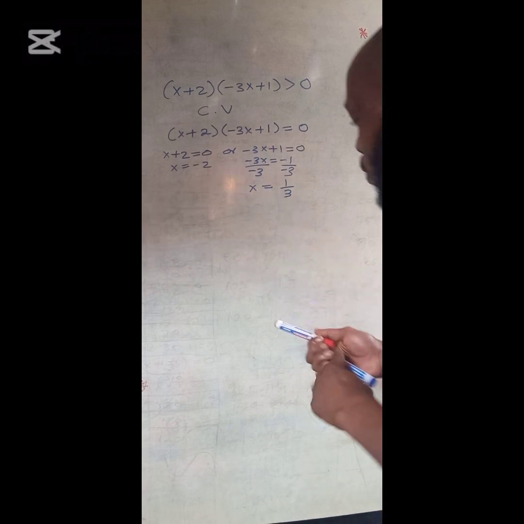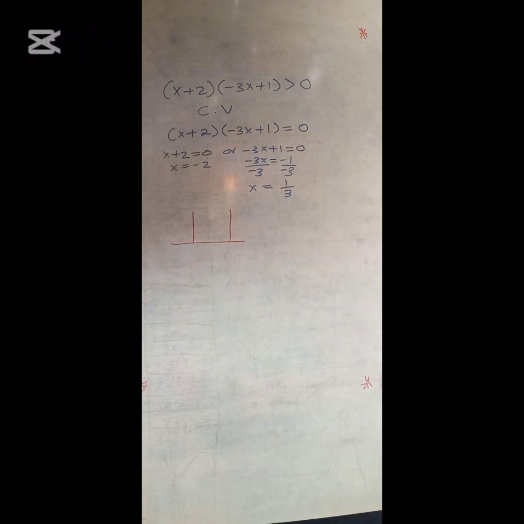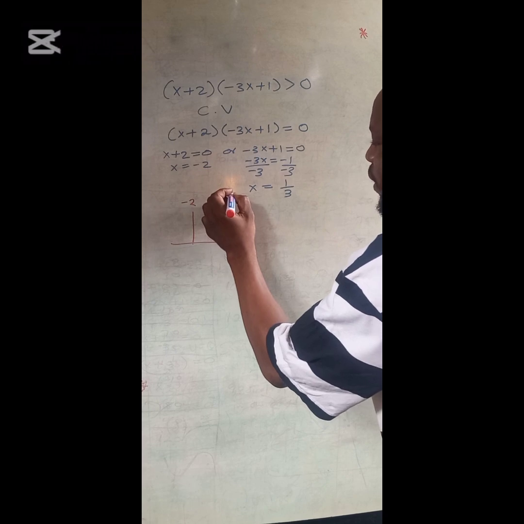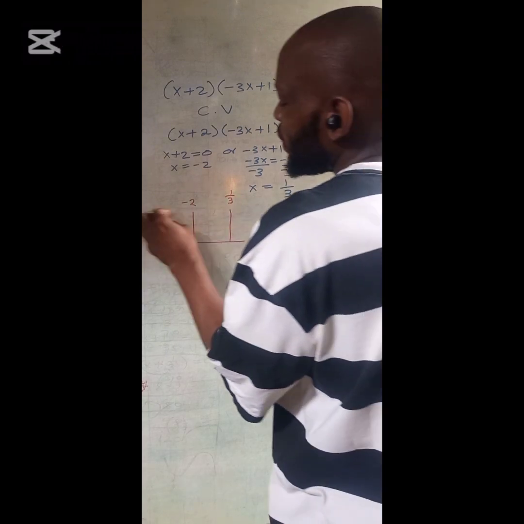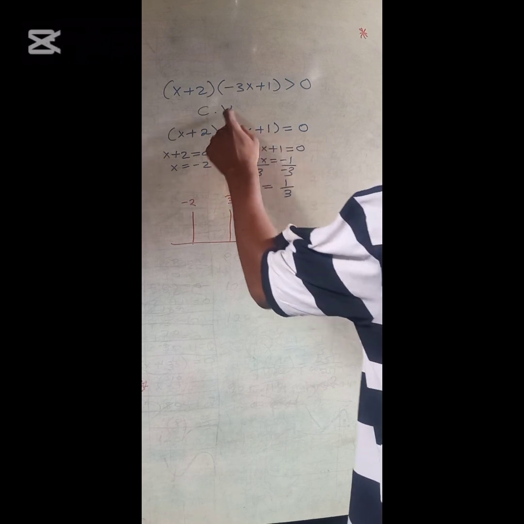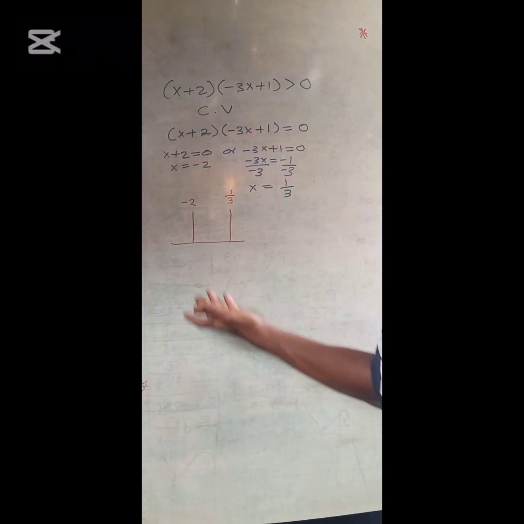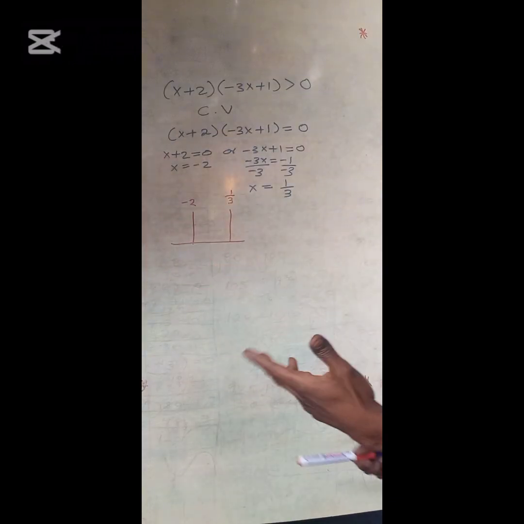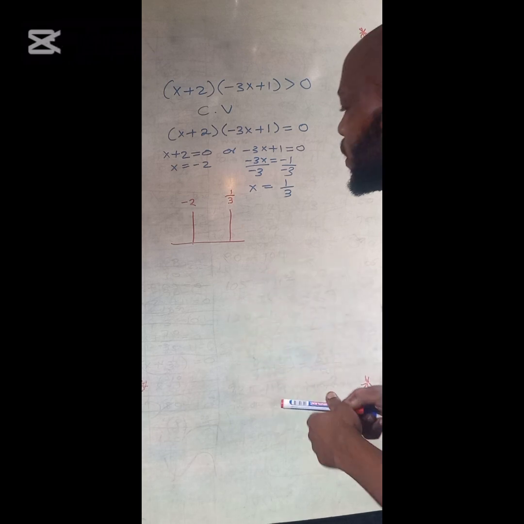So now, let's draw a Young table. The first value is minus 2. Minus 2 will be here, and then 1 over 3, right? So now we choose a value that is less than negative 2, and we substitute it here. We are only interested in the sign, not necessarily the value.